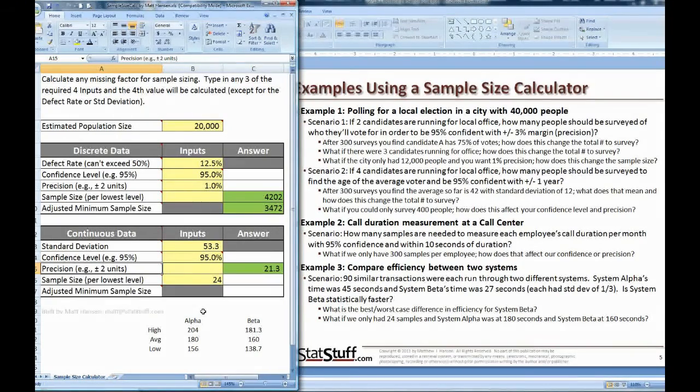We need to understand, based off of the samples we collected and based off of these other factors like our confidence level and like this input of a standard deviation, we need to figure out from those the difference that it can make in our precision. And understanding the difference in the precision can make all the difference in determining is system beta really that much better. Well, according to this analysis, we can't say statistically it is. There's not enough data to prove system beta is faster.